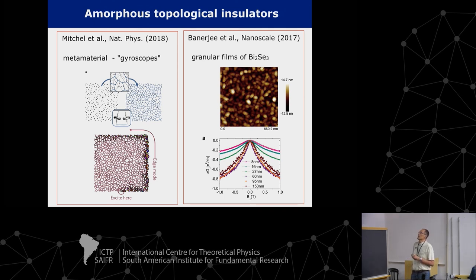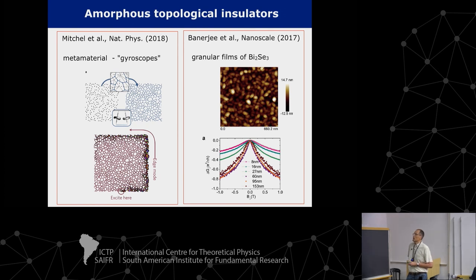This is another nanoscale paper where people took a thin film. It's not really 2D in the strict sense, but a thin film of bismuth selenide, and they see properties of a topological insulator in the transport. So this is in the surface. So this is how it stands.